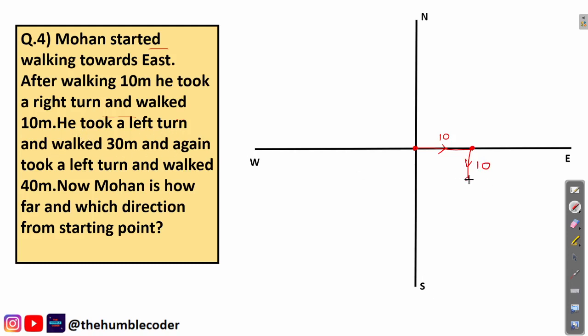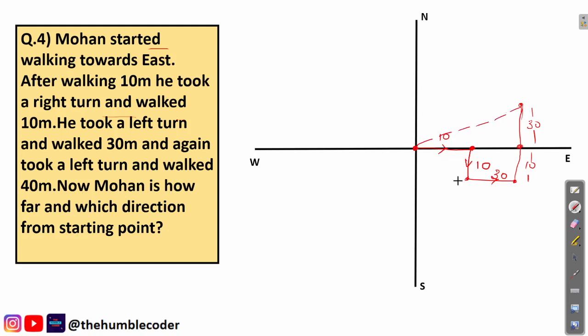So again from here he goes left for 30 meters, and again took a left turn and walked 40 meters, 40 meters in the left direction. So this is 10 and this is 30. Okay, so he is at this point now. Now Mohan is how far and in which direction from the starting point? So we have to basically find out this distance.